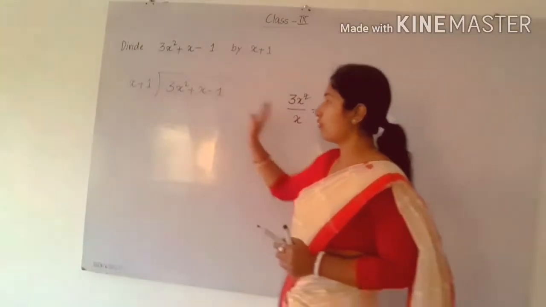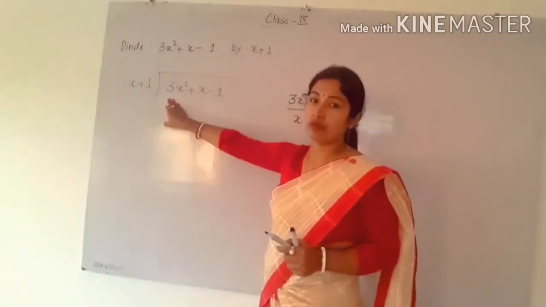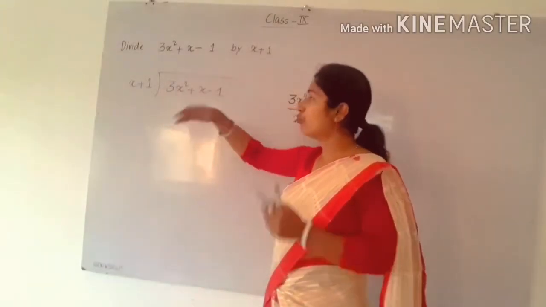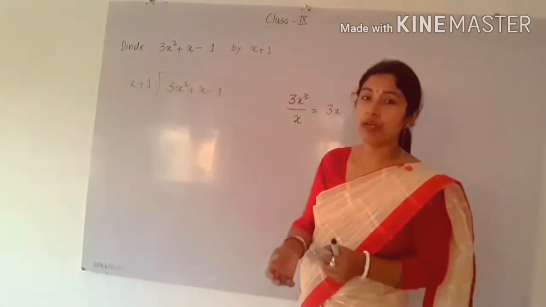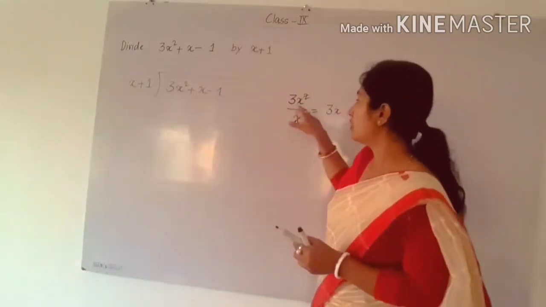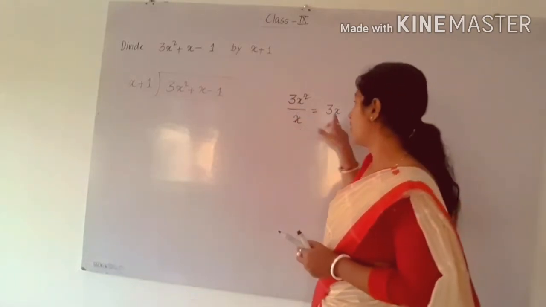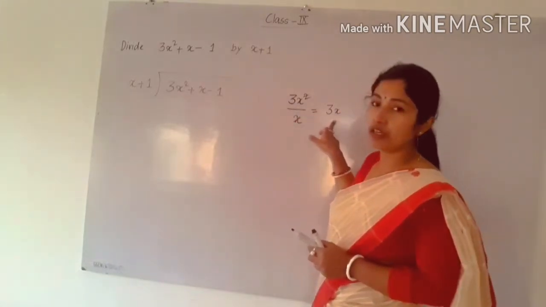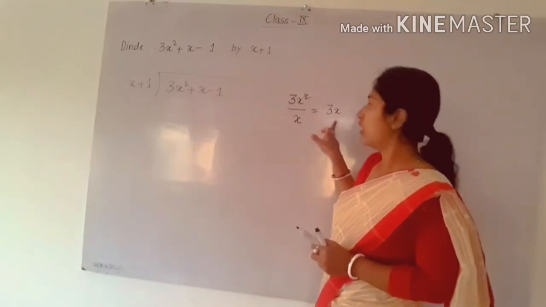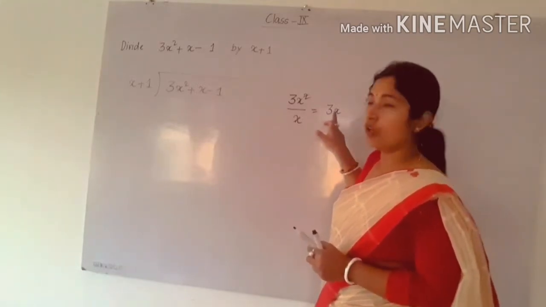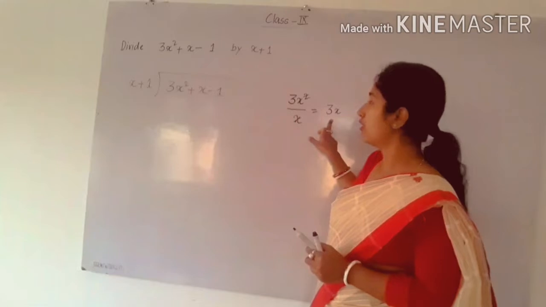That means if we multiply x with 3x, we will get 3x square. So how to find that number? By dividing the first term of the dividend with the first term of the divisor, you will get your answer. So 3x should be written in the quotient. It will be the first term of the quotient.